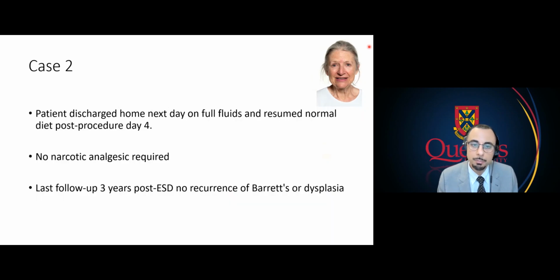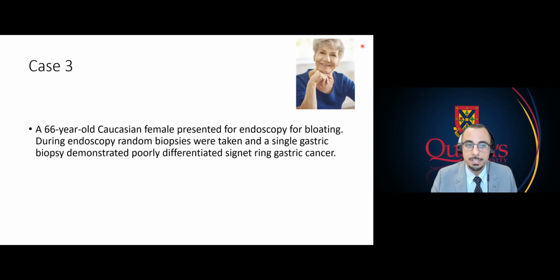So she was discharged home the next day on full fluids and resumed a normal diet about 4 days after. She didn't require any narcotics, and at her last follow-up 3 years after the ESD, she doesn't have any recurrence or any dysplasia. And this was the 66-year-old lady who had the signet ring carcinoma on that single biopsy.